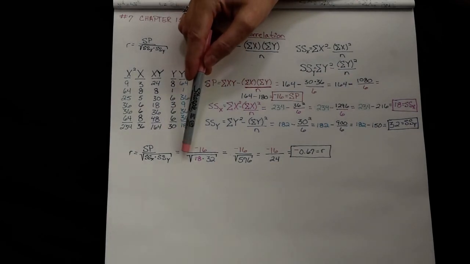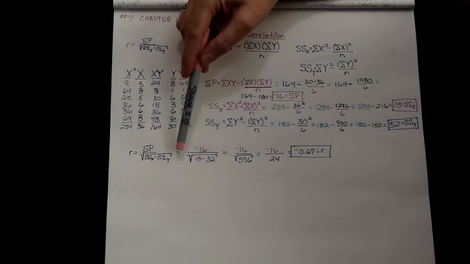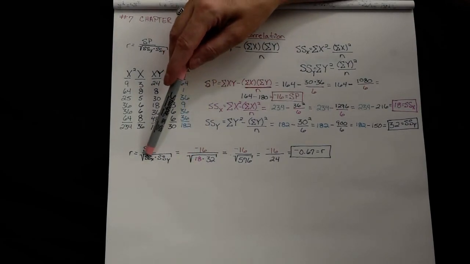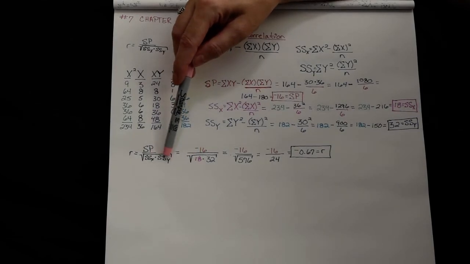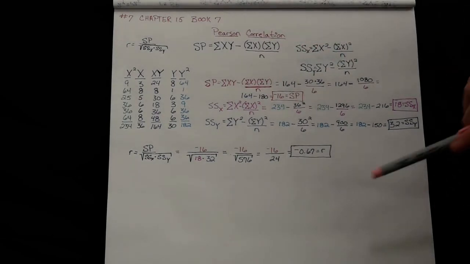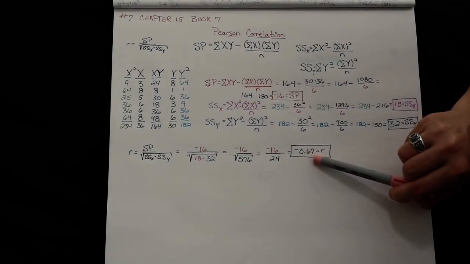Negative 16 over the square root of SSX, which is 18, times SSY, which is 32. And you follow your numbers through, and it comes out to a negative 0.67.